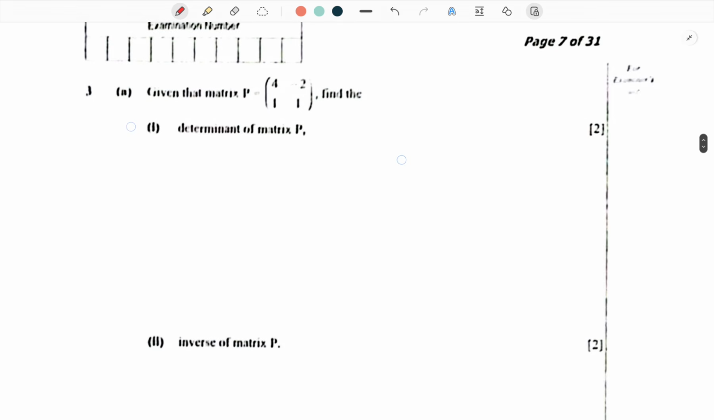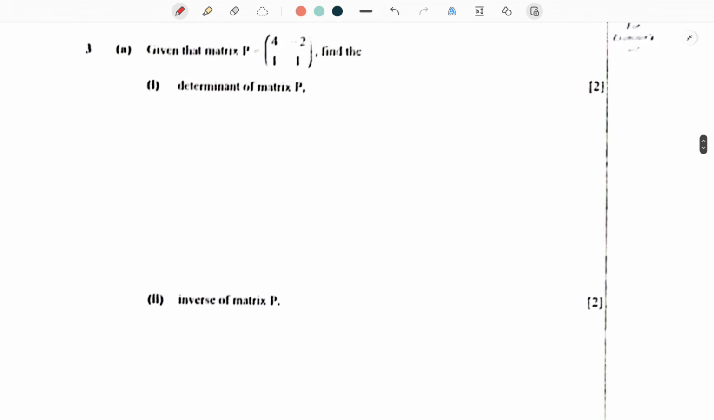We go to the next question, where we have this question under matrices. This question was saying, given that P was actually this particular matrix: a 4, then 1, then of course a 2, a negative 2, and then we have a 1 here. Then they're saying we find the determinant of P.